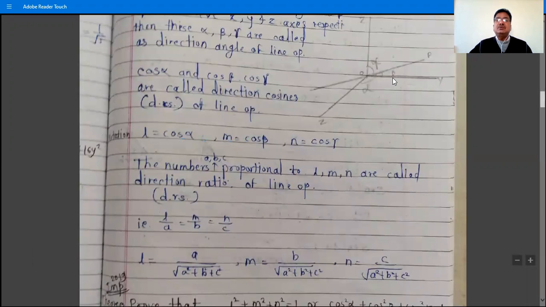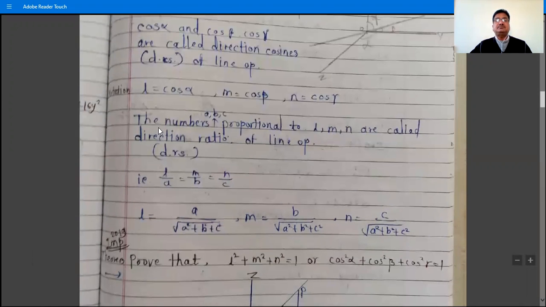Okay. So what are the direction angles? Lines make an angle alpha, beta, gamma with positive x axis, positive y axis and positive z axis. And cos alpha, cos beta, cos gamma are called direction cosines of the line. The numbers a, b, c, proportional to L, M, N, are called direction ratios of that line OP. That is, L by a is equal to M by b is equal to N by c.